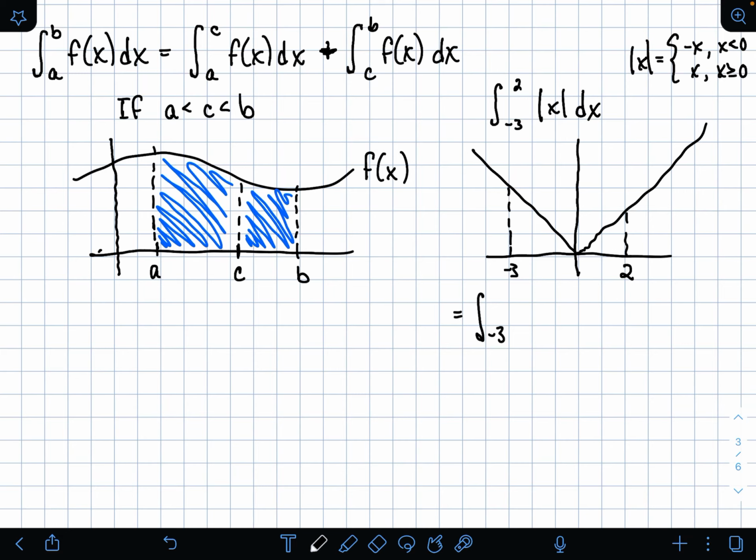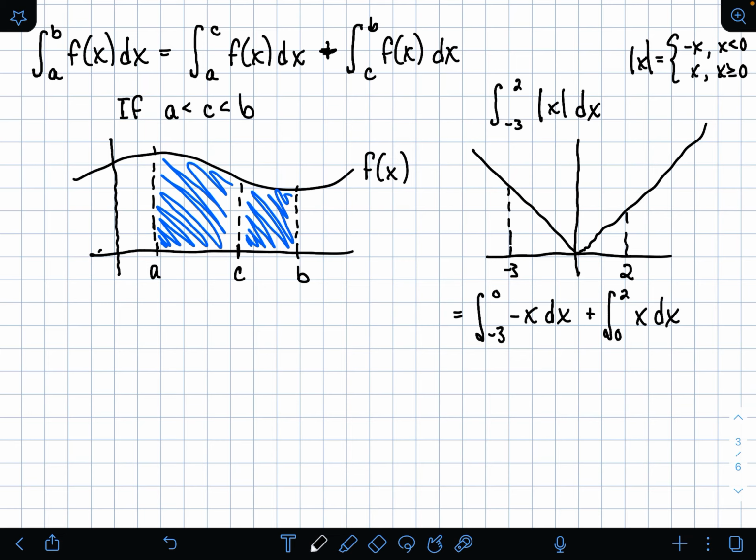We would go from -3 to 0 and integrate under the function -x. And then from 0 to 2, we would integrate under the function +x. And -x or +x, those we could do a Riemann sum for.